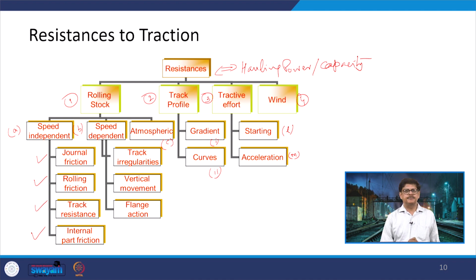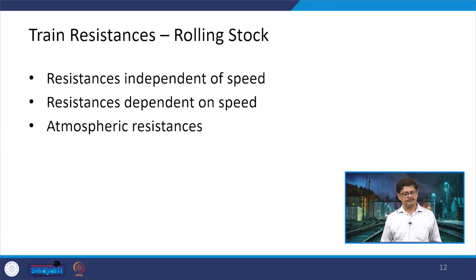In the case of the speed dependent resistances, what we have is due to the track irregularities, due to vertical movements and flange action. So, these are various things which will be there. Starting with the resistance due to the rolling stock, independent of speed, dependent on speed, and the atmospheric resistances, as we just talked about just now.